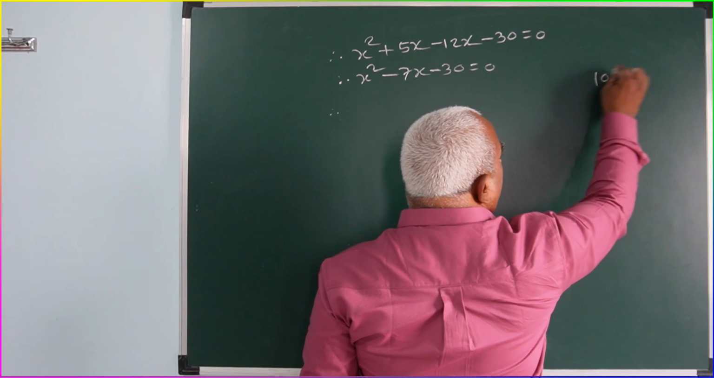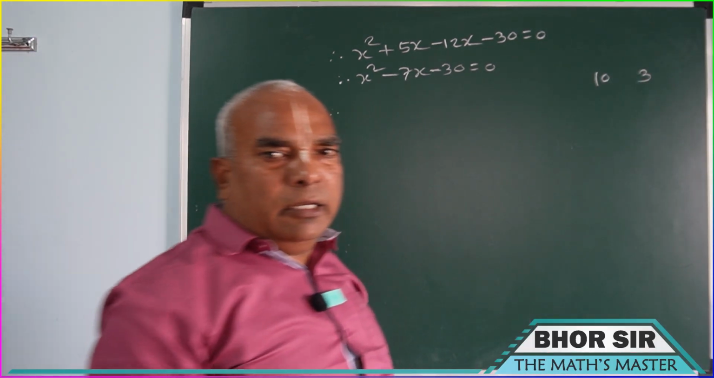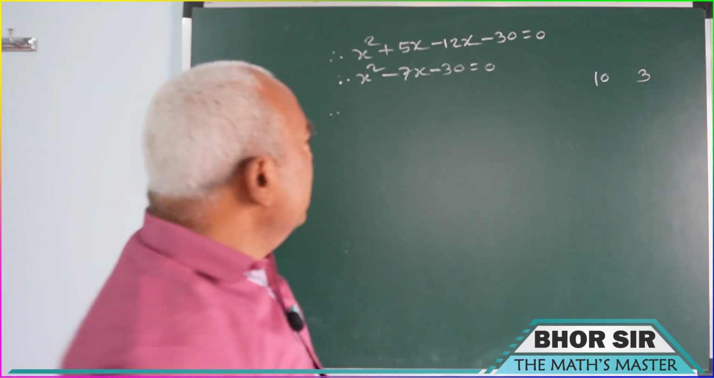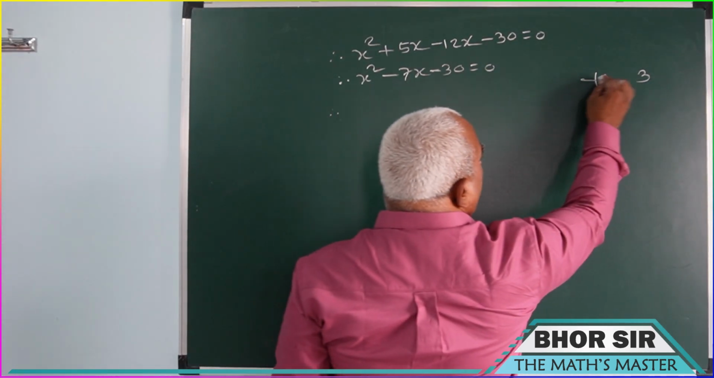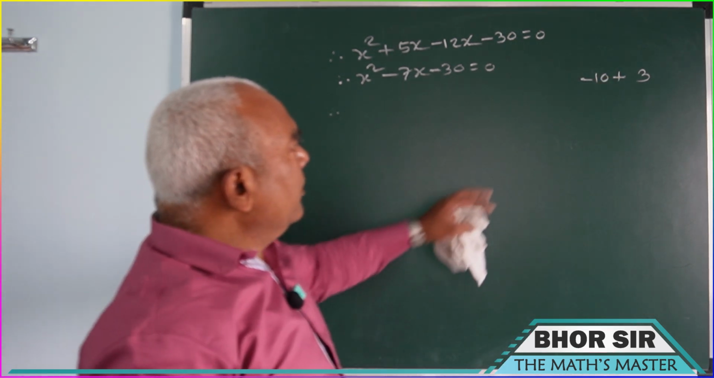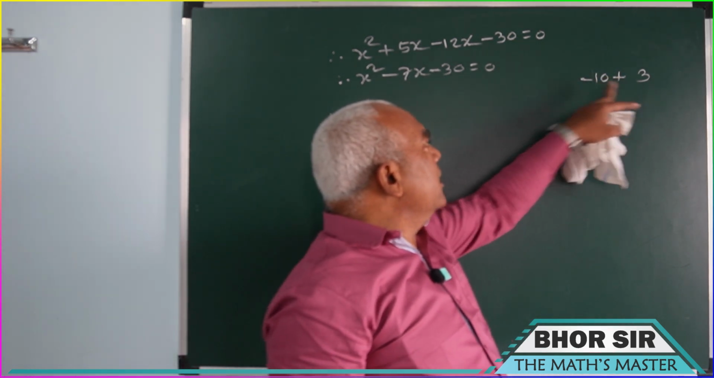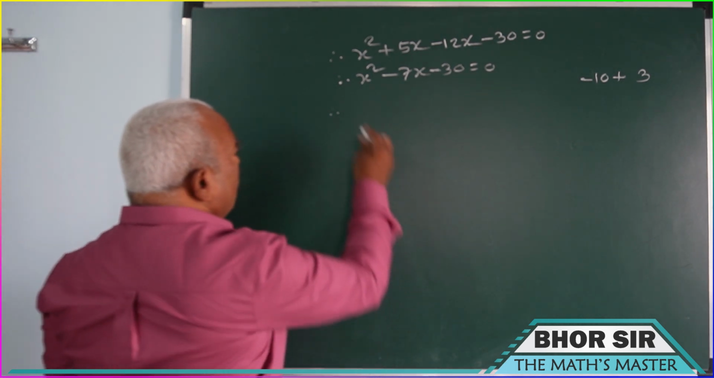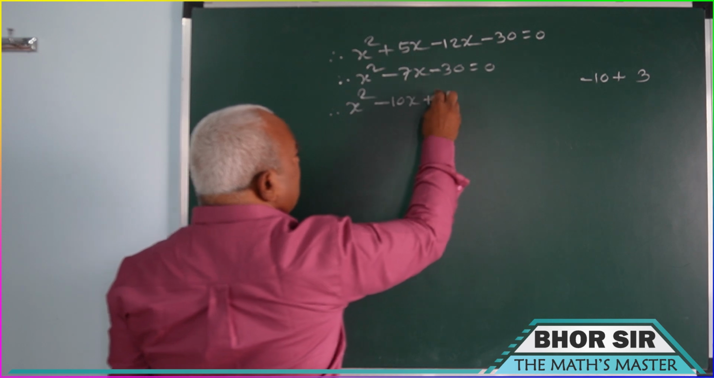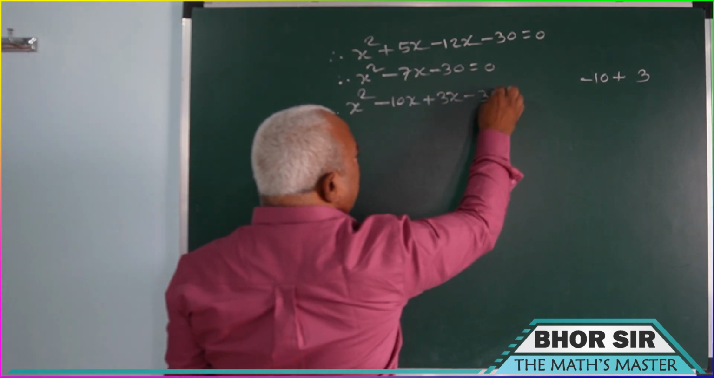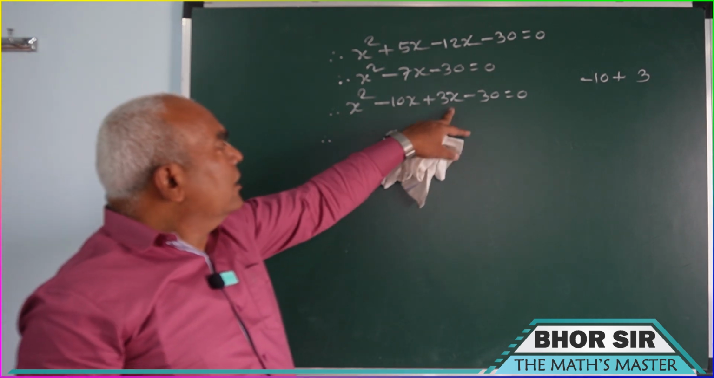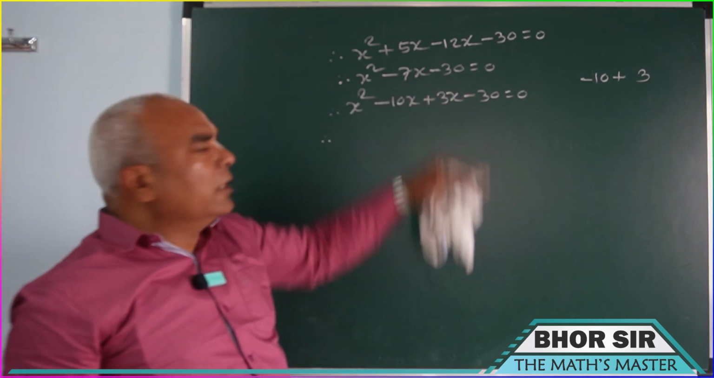The answer is 10 and 3. Their subtraction is 7, and 10 times 3 is 30. Now add the signs: 10 will be minus and 3 will be plus, so the answer comes minus 7. So x square minus 10x plus 3x minus 30 is equal to 0. See, 10x and 3x, the subtraction is 7x, and the multiplication will be 30.